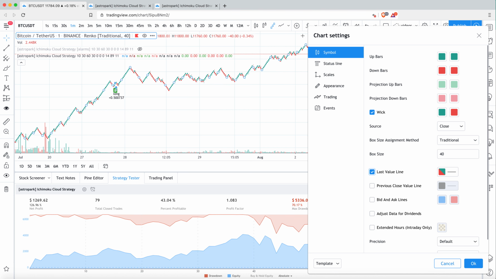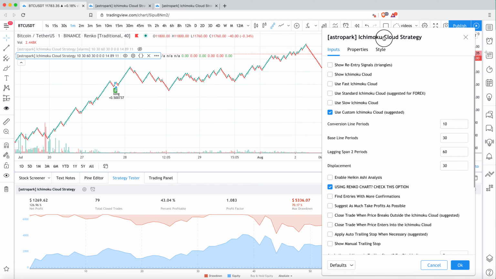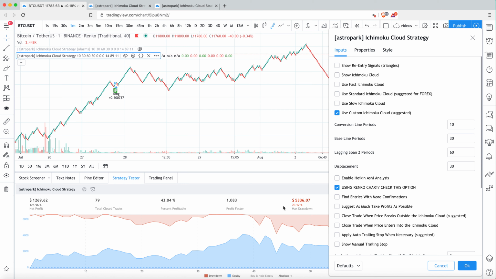Okay, and now let's fine tune this, because as you see, I never like to see a drawdown like this. So let's do some fine tuning. This is the fine tuning process I do for each market I want to trade on the renko chart.